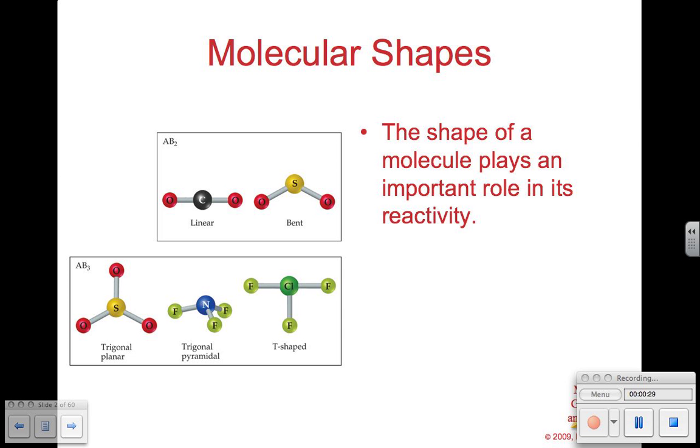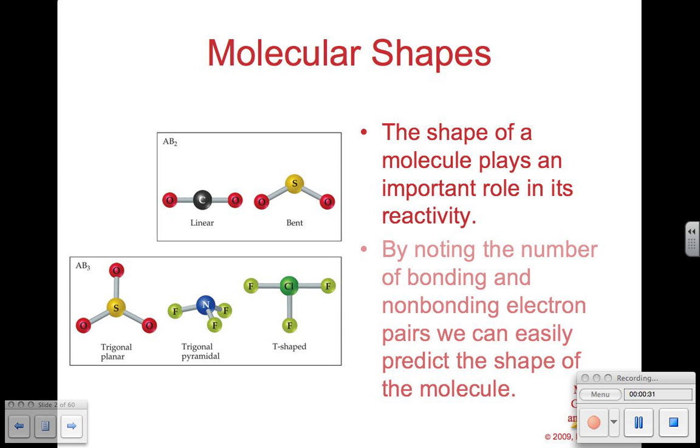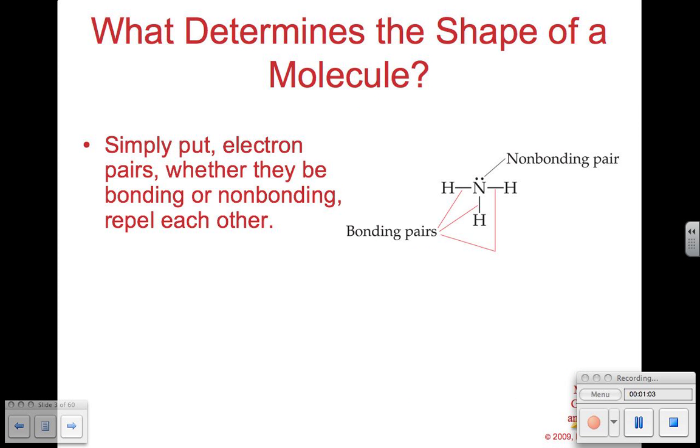The shape of something plays a role in how it reacts, how it interacts with other molecules, whether bonds will be broken, whether it's going to form new bonds, whether it'll be polar or non-polar. So shape governs a variety of things. With that, we have to look at the electrons involved in bonding, like shared pairs of electrons, but also non-bonding electron pairs and how they influence the overall shape of a molecule.